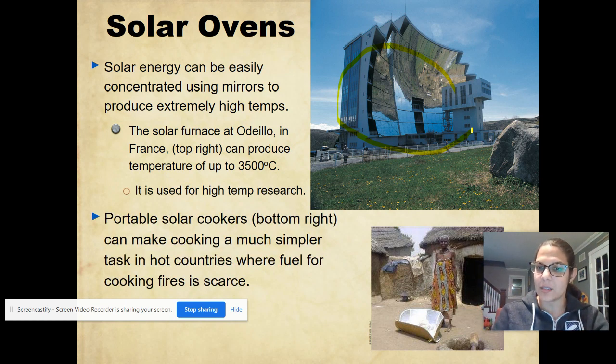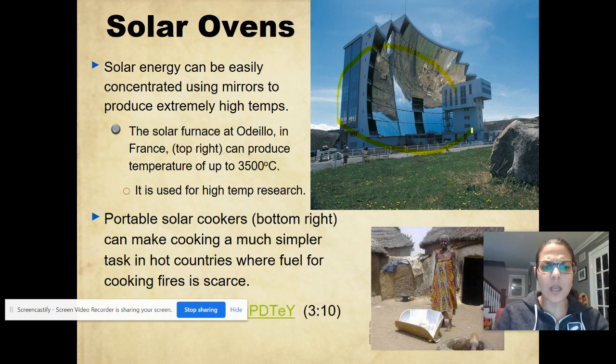Whereas on the lower right hand side, you see this woman next to literally a grass hut using a parabolic cooker, a solar cooker, to probably boil water. And these solar ovens are amazing in areas, especially where they don't have fuel wood or they're chopping down rainforests to get to their fuel wood.